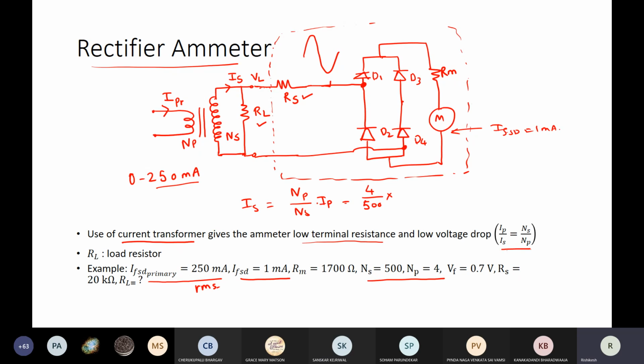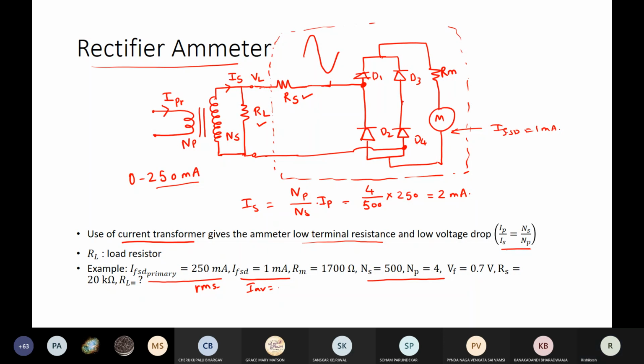So when the primary RMS current is 250 milliampere, what will be the secondary RMS current? 2 milliampere. Right. Now, this IFSD of 1 milliampere, which value is it? Average, RMS, or peak? Average. This is the average current flowing through the meter.